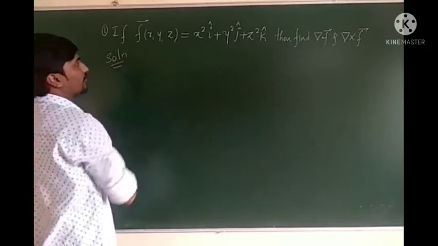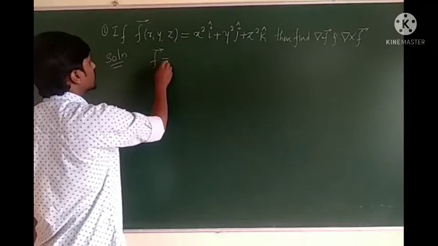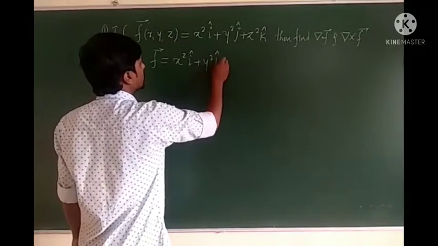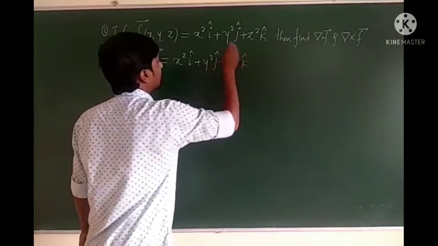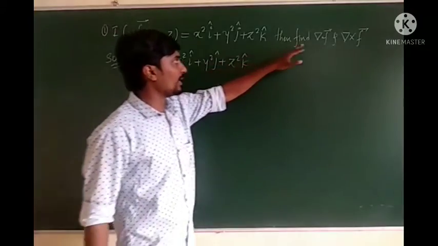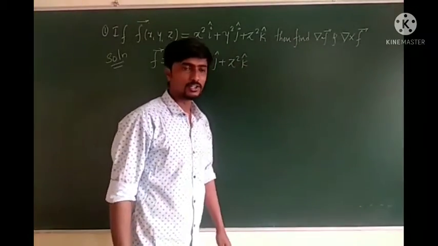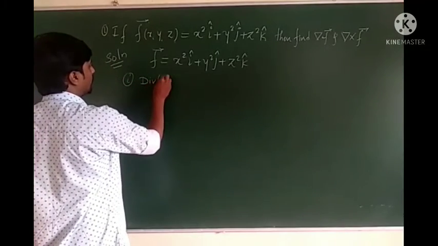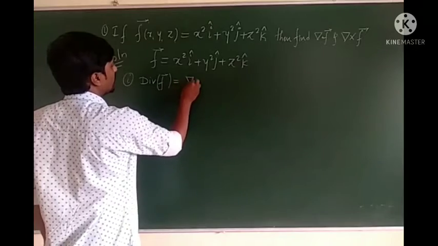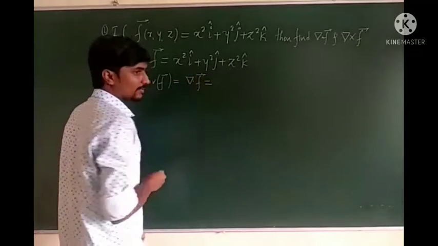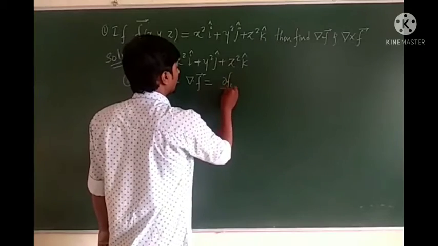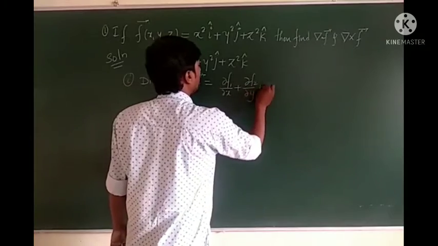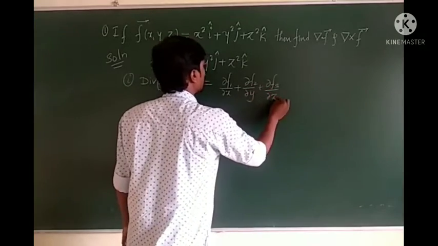I will first write the function f. f is the vector function x square i cap plus y square j cap plus z square k cap. Now first we have to find the divergence of the vector function. The divergence of the vector function f is equal to del dot f, and it is given by dou f1 divided by dou x, dou f2 divided by dou y, and dou f3 divided by dou z.